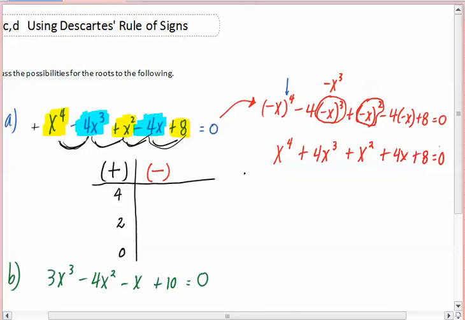So now I've simplified it so that there are no parentheses. Now let's go ahead and take a look again. The positive ones I'll make yellow. Okay, so how many sign changes do I see? Well, I don't see any sign changes. No sign changes.